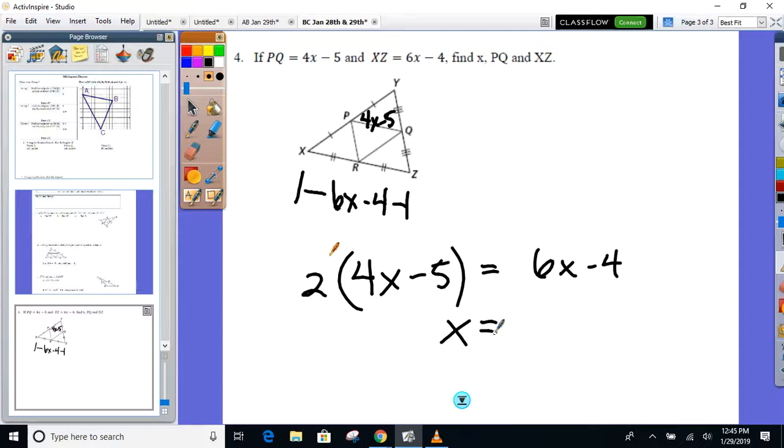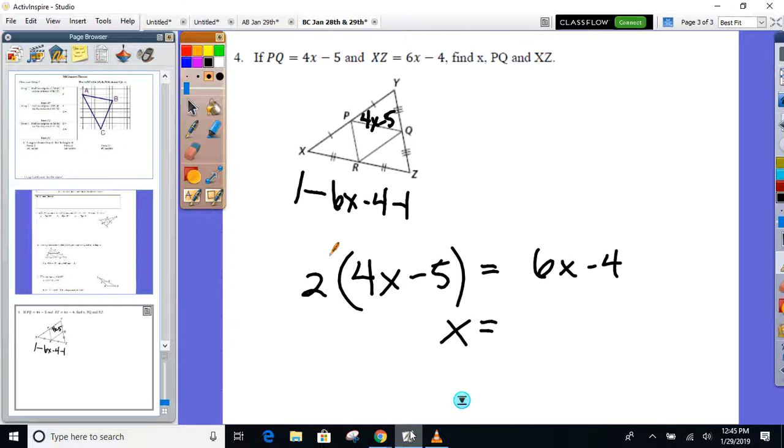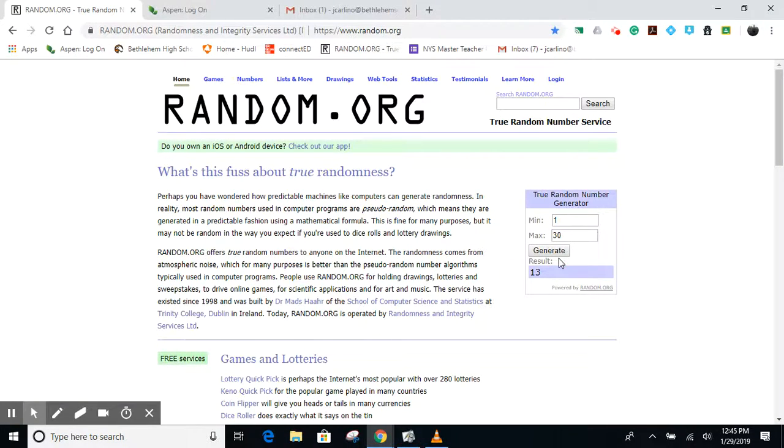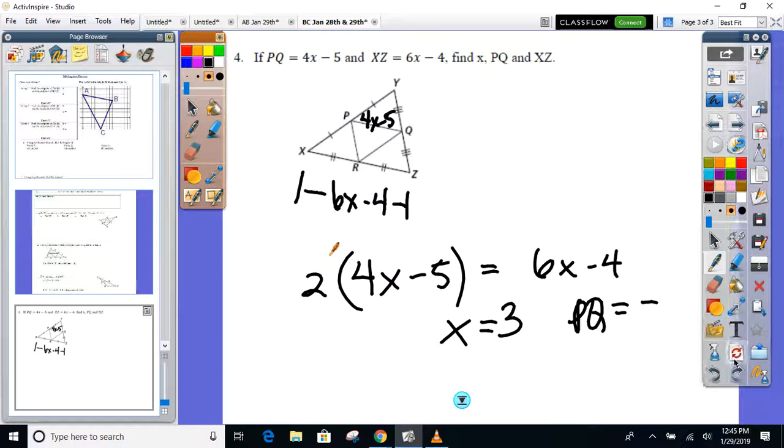Here's where we did not get to. What was your value of x yesterday? I think we just got to redo everything here. Okay, what do we get for x? 3. I'm going to really push this semester. Have some discipline. Just because you find the variable doesn't mean you found the final answer, or in this case, answers. So plug it in for PQ, plug it in for XZ.